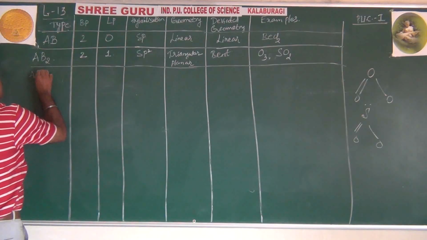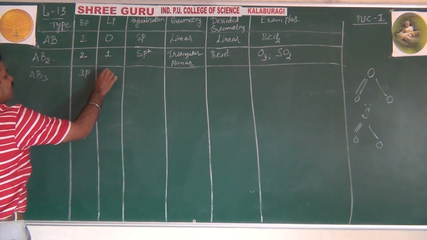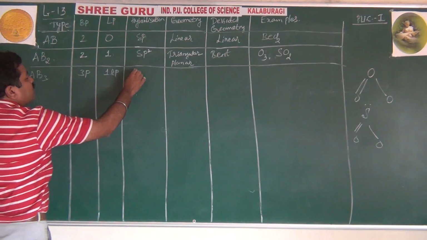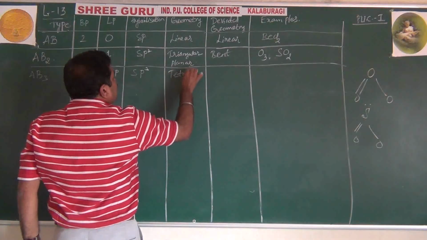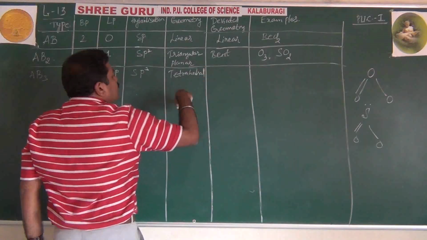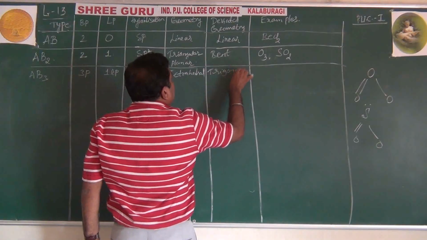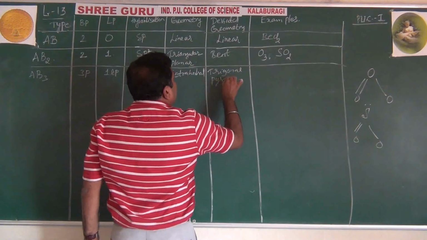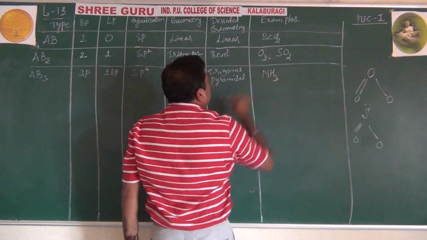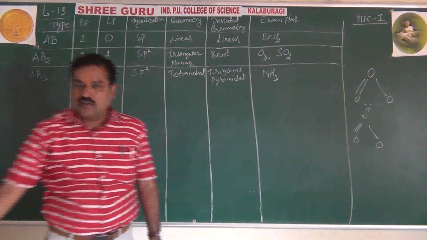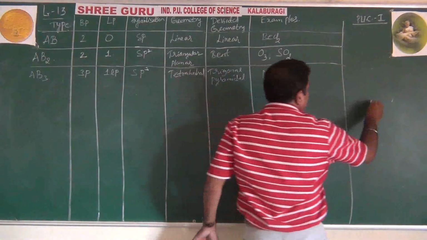If there is an AB3 molecule, three bonding pairs and one lone pair, total 4, sp3. It should be tetrahedral, but no, the deviated geometry is trigonal pyramidal. The best example is ammonia, NH3. Ammonia has a pyramidal structure due to one lone pair, instead of tetrahedral.